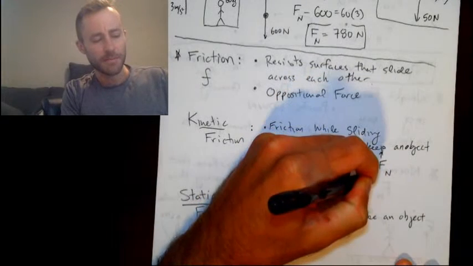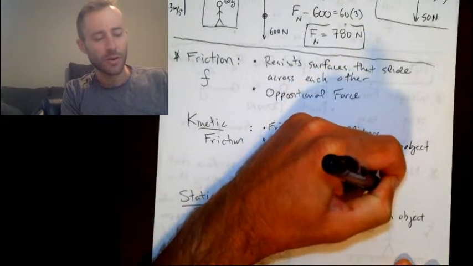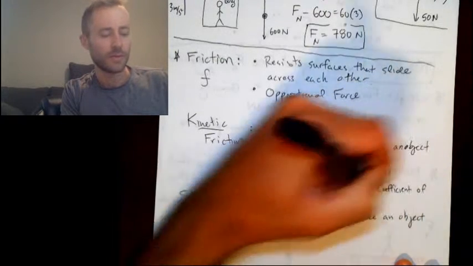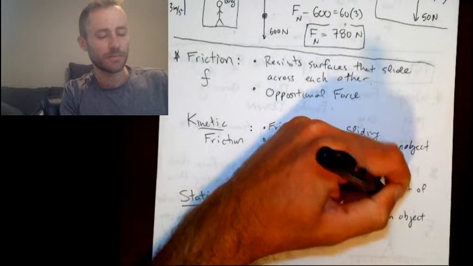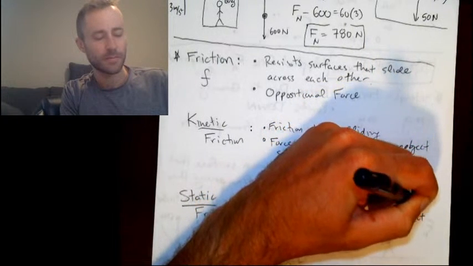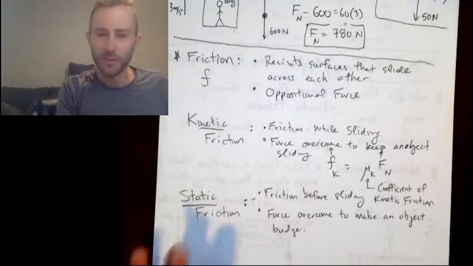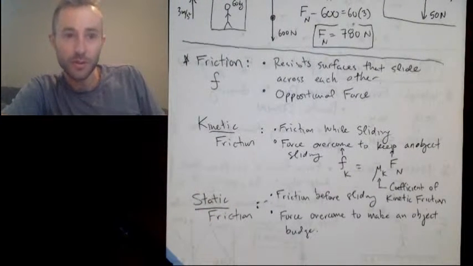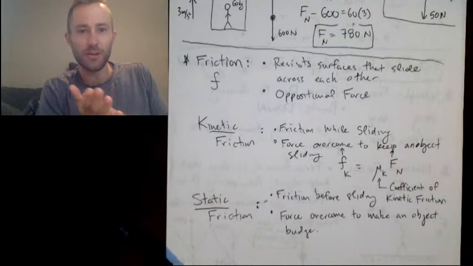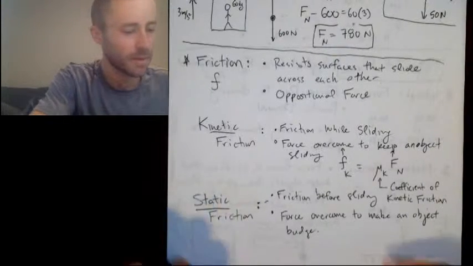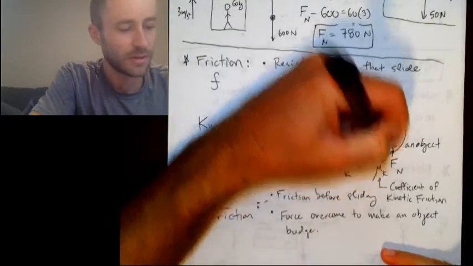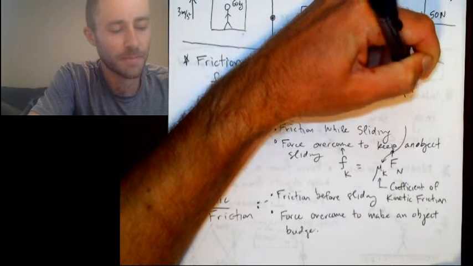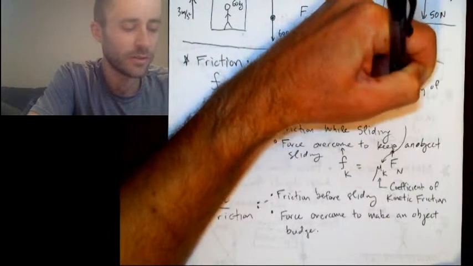Mu sub K is called the coefficient of kinetic friction. And the coefficient of kinetic friction is a property of the surface itself. It's a property of the interface. I'm going to write that down: coefficient of kinetic friction is a property of the interface.